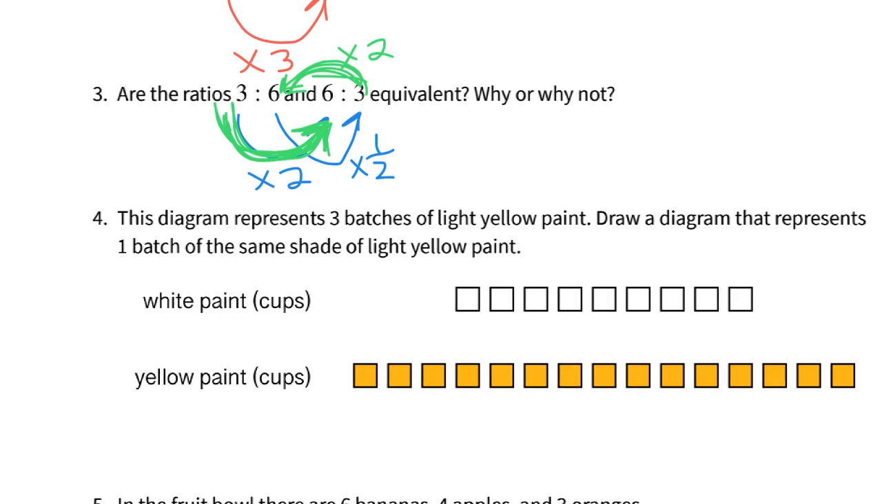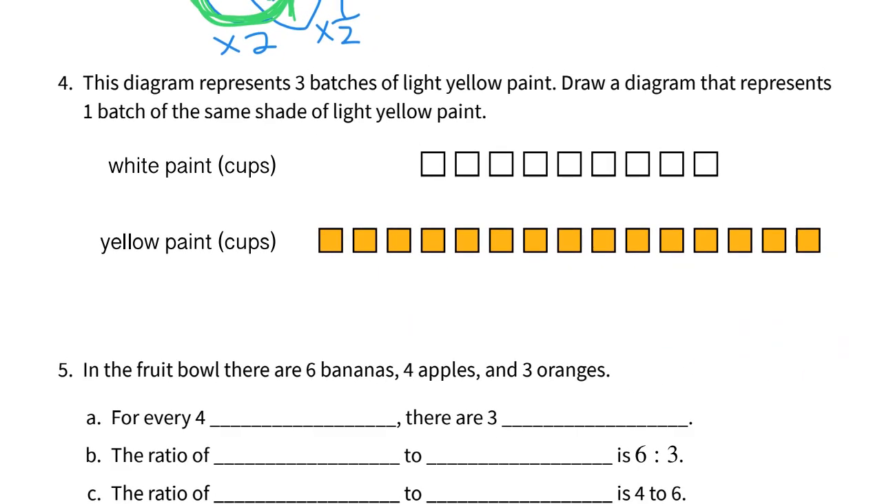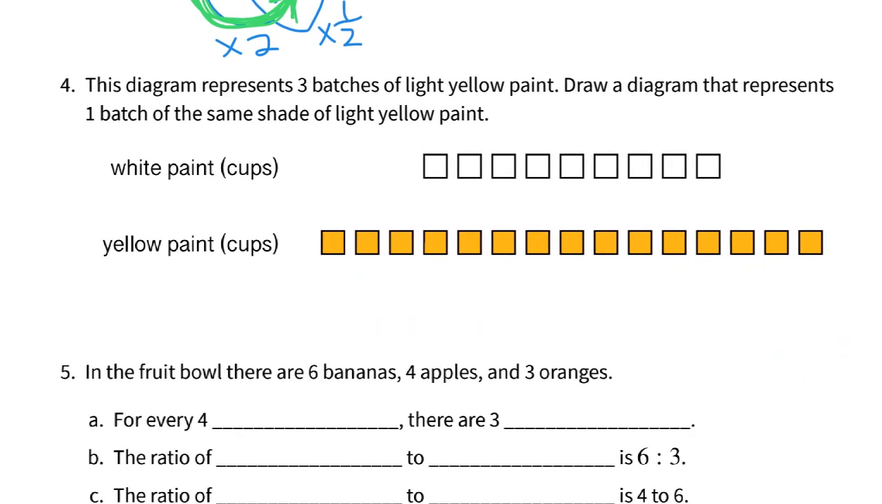So, number 4. This diagram represents 3 batches of light yellow paint. So we got a bunch of white cups, and we've got a bunch of yellow paint cups. So draw a diagram that represents one batch of the same shade of light yellow. So this represents 3 batches. So somehow we have to imagine all of this cut into 3 pieces so that we can see those 3 individual batches. So 1, 2, 3, 4, 5, 6, 7, 8, 9.